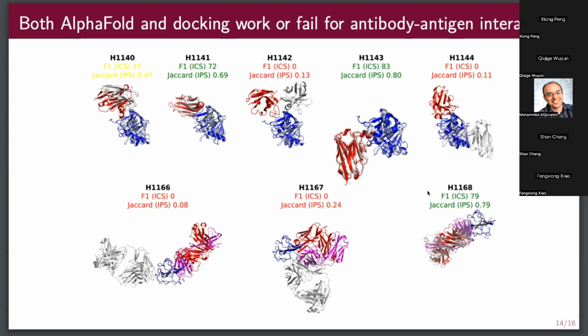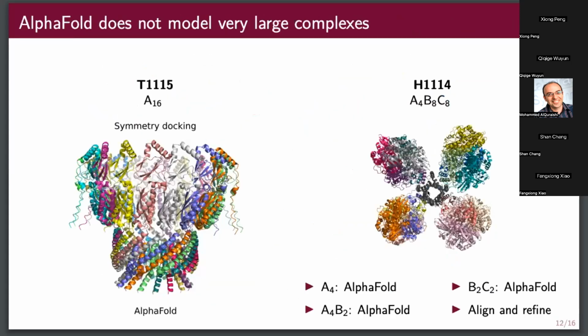Yeah, it's very interesting that you built a very good structure for a very large complex, H1114. So the example you showed. I was wondering, it's very challenging to do this one because you don't know which parts to model first, right? How did you choose A4? I think that's crucial. If you get A4 right, you possibly can dock them together. Why did you choose A4?